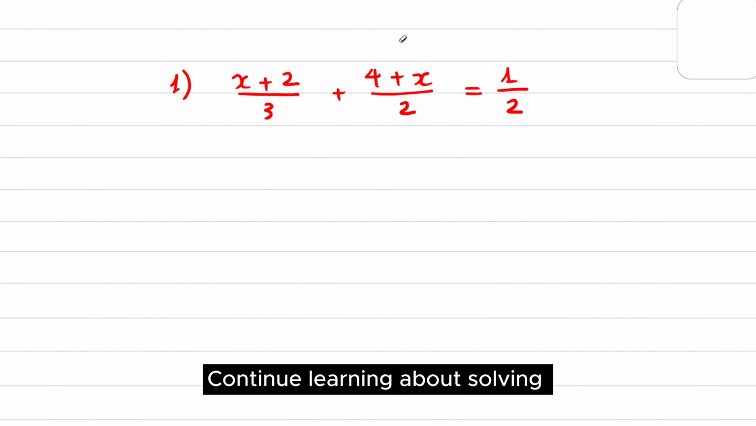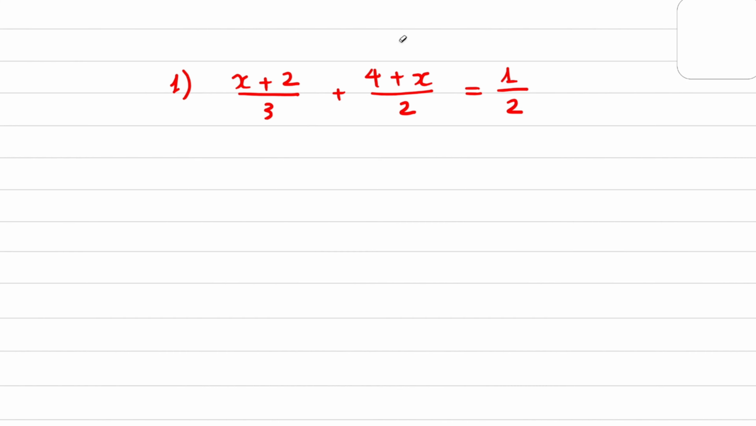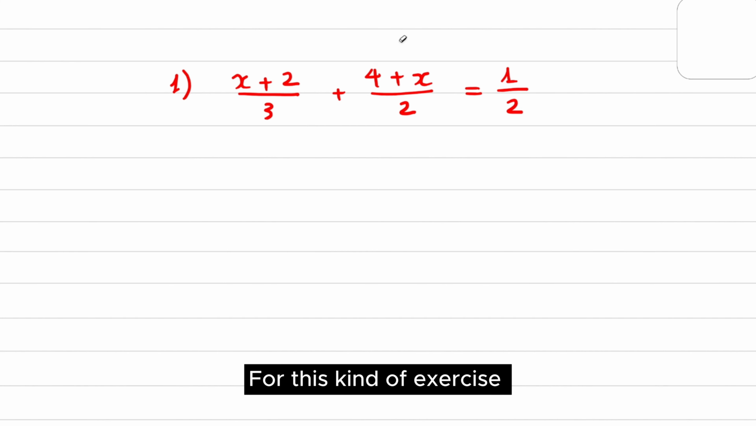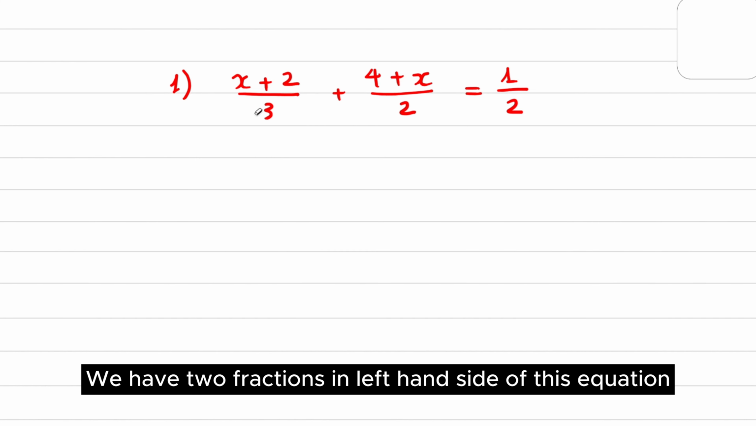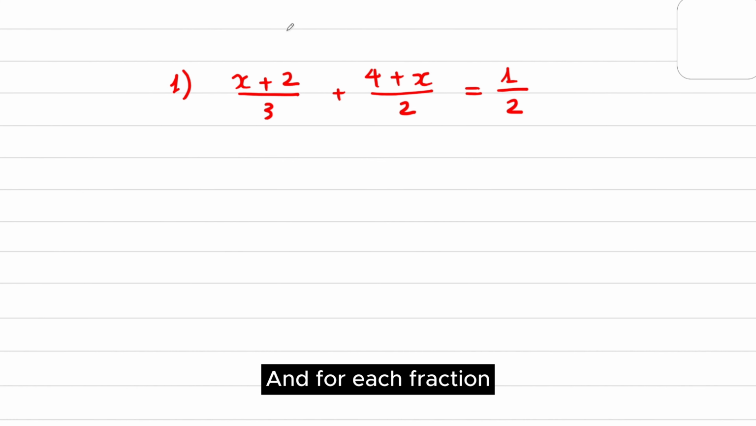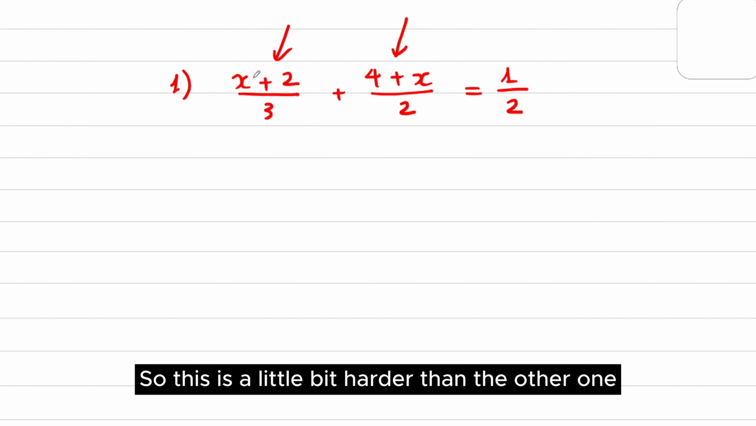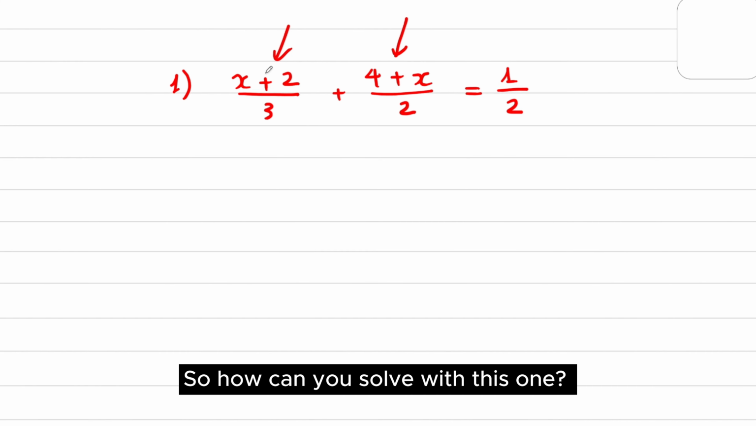Hello guys, continue learning about solving linear equations in fractional form. In this video, we continue learning about the harder level for this kind of exercise. You can see here we have two fractions on the left hand side of this equation, and for each fraction you have an expression in the numerator. So this is a little bit harder than the other one. So how can you solve this one?